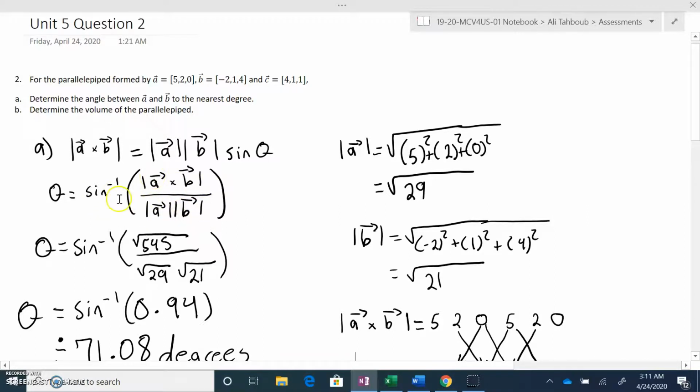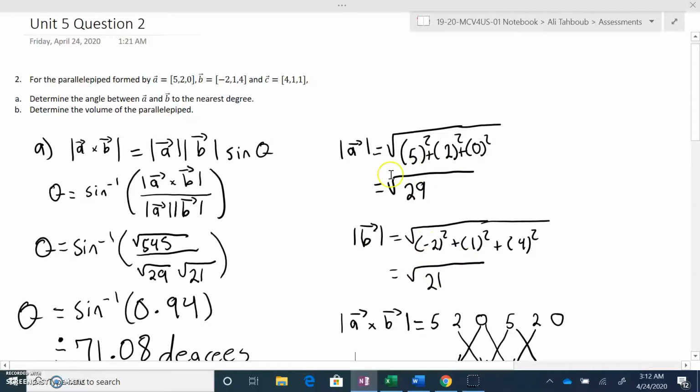So from there on, the only thing we need to do was basically find all three of these unknowns, which is the magnitude of A, the magnitude of B, and then the magnitude of the cross product of A and B. So to find the magnitude of A is very simple. We use this formula, where we basically take each of the coordinates of vector A, and then we square them and add them to each other, and then we find the square root of that sum. So in this case, the magnitude of A is square root of 29, and then we did the same thing for the magnitude of vector B, which in this case is the square root of 21.